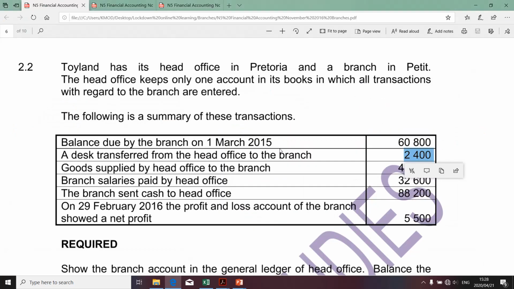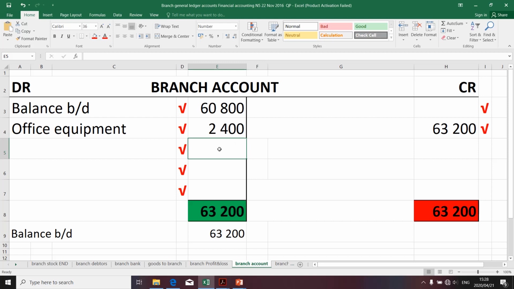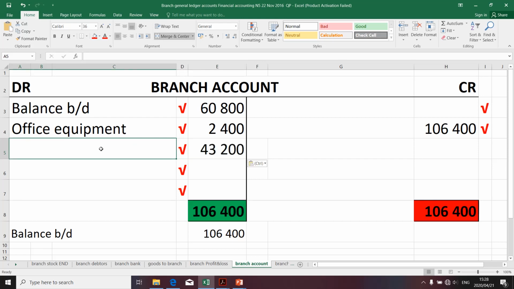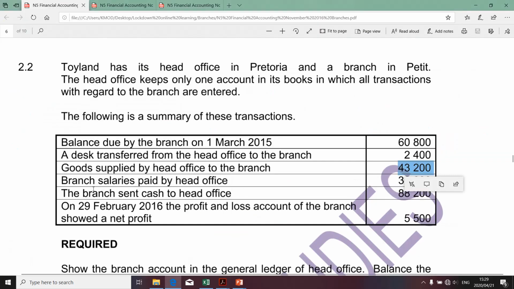Moving along swiftly, let's go to the next transaction. The next transaction relates to the supply of stock by the head office to the branch. The same principle applies as mentioned above. I'm going to copy it and place it there, and this relates to goods to branch. Remember, this relates to goods that were actually sent to the branch.